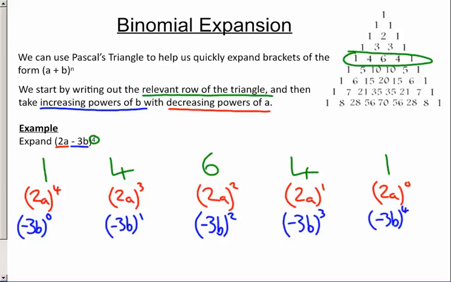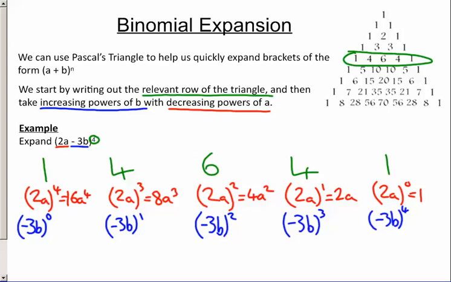Now each of those second and third rows we can simplify. 2 to the 4 is 16, so we get 16a to the 4. 2 cubed is 8, so we get 8a cubed. 2 squared is 4. Anything to the power of 1 is just itself, and anything to the power of 0 is just 1.